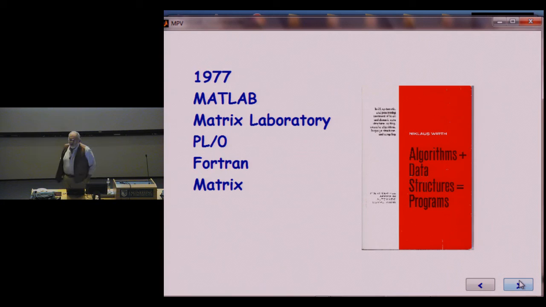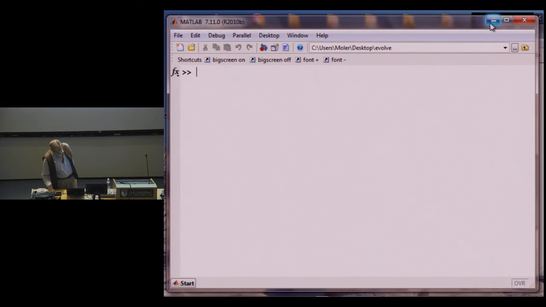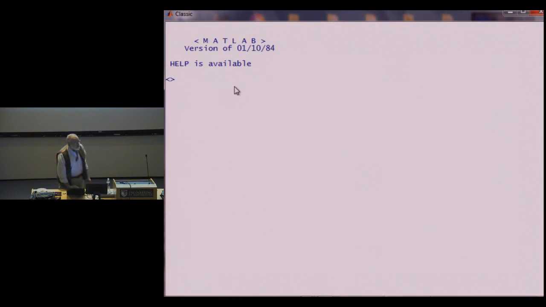So I wrote the first version of MATLAB in Fortran starting in the late 70s. It was PL0 with matrix as the only data type. Here's some of the code for that. And it's Fortran code, about 3,000 lines of Fortran. And thanks to Microsoft and Intel, I can still run this on this machine. So this is the version of MATLAB from the late 70s, actually compiled in 1984.